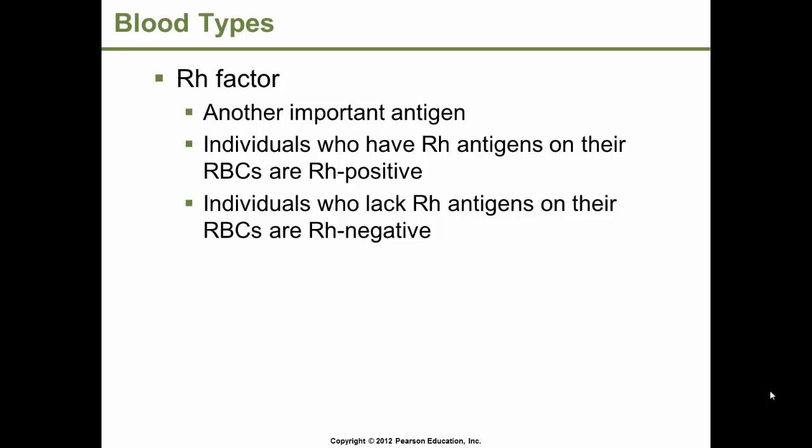RH is another important factor in determining blood types. The RH term comes from the rhesus monkey, from where it was first discovered. Individuals who have RH antigens on their red blood cells are considered RH positive. Individuals who lack RH antigens on their red blood cells are considered RH negative.